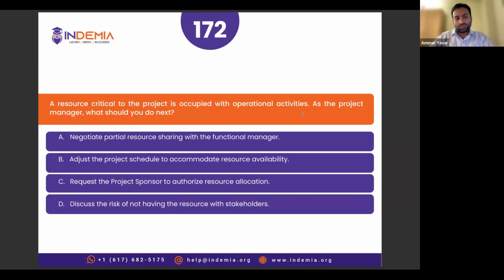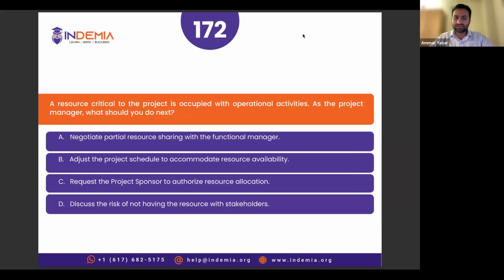All right, thank you. So if we look at this question, one thing is clear: these questions are very practical, and these are not just theoretical questions. These are real life situations that we all face in our day-to-day work. A resource that is critical to your project means you need that resource, right? It is needed, it is required. But the problem is that resource is working for operations, right? Operational activities. So Rahul was saying there was no mention of functional manager, but when the question says operational activities, those are headed by functional managers. So functional manager is there.